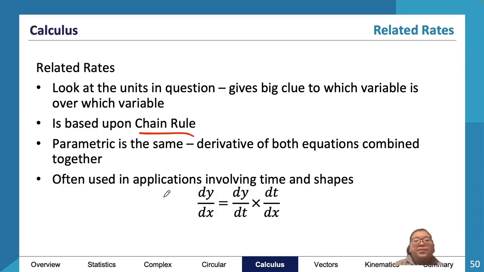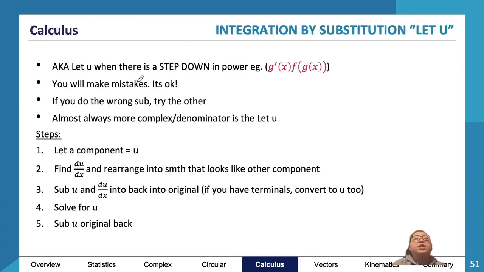Okay, integration by recognition. This is when you step down in power. Sometimes you choose the wrong one to substitute, it's fine, just rub it out and do it again. It's almost always the one which is under another function or looks more complicated that you let u. So you let one component equal u, then you look for the component of the derivative, the du/dx, and rearrange so it looks like the other component. Then you substitute u and du/dx into the original, solve for u, and sub u back, and that's really it.